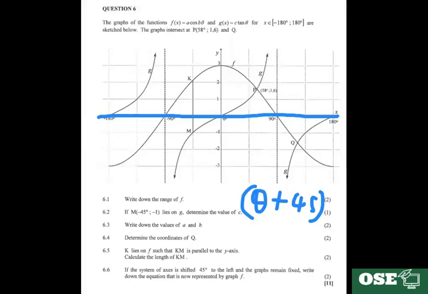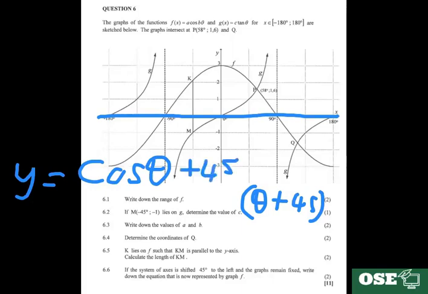However, cos theta affects the y value, because when you find out what cos theta is, it's going to give you the y value, right? So when you add 45 here, that means you're going to shift the graph either up or down. I hope that makes sense.